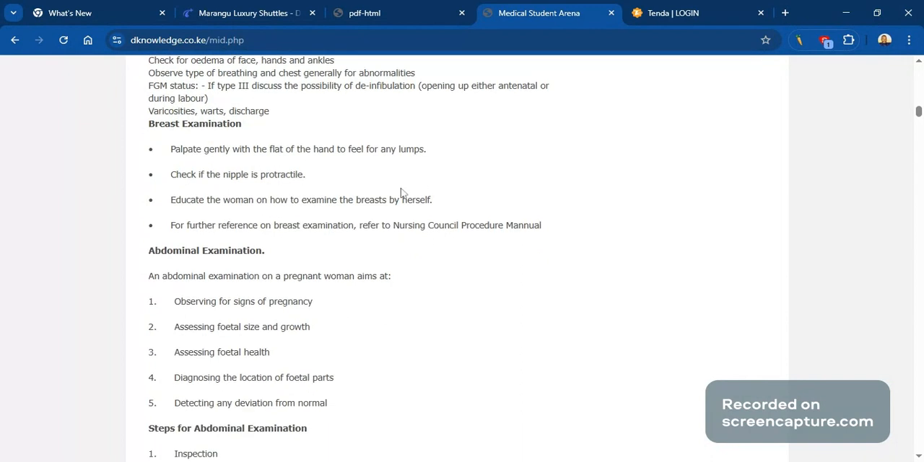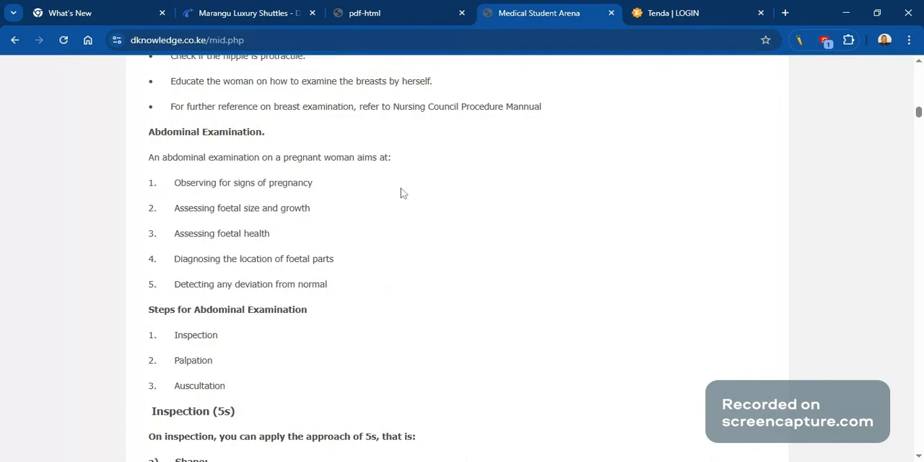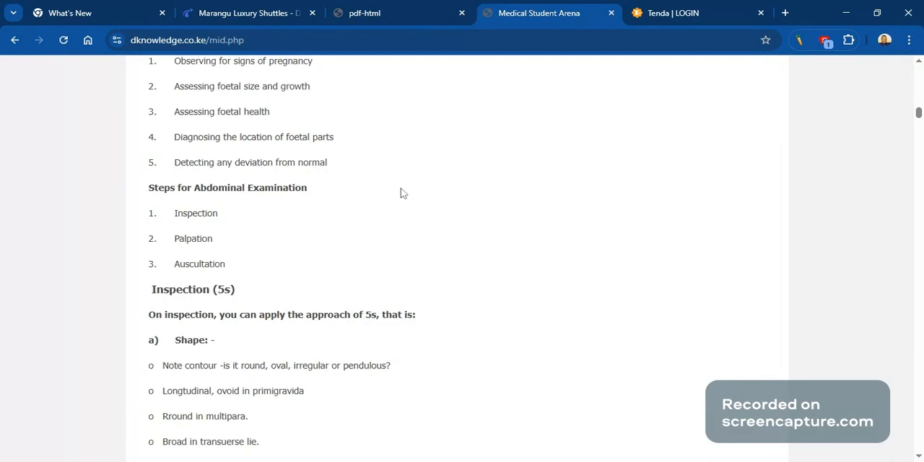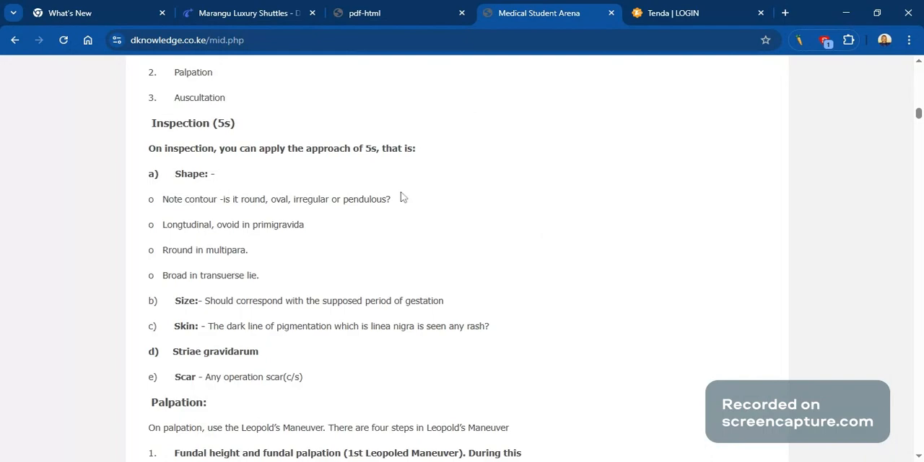So for abdominal examination, we always check for signs of pregnancy, assess fetal size and growth, assess fetal health, diagnose the location of the fetal parts, and detect any deviation from the normal. The steps of abdominal examination are: one, inspection; two, palpation; three, auscultation. Inspection has got 5 S's. Check on the shape and the contour.